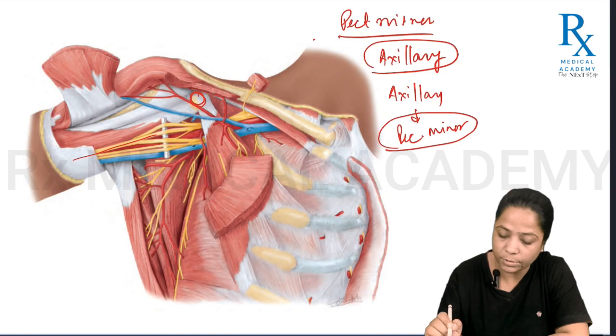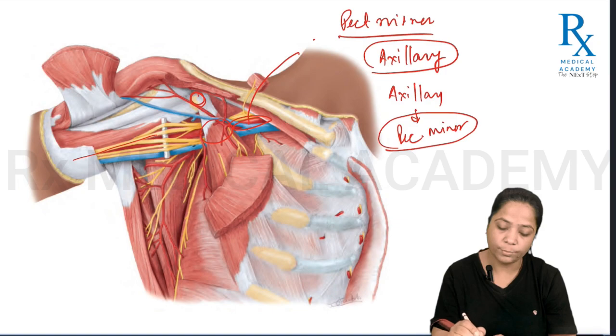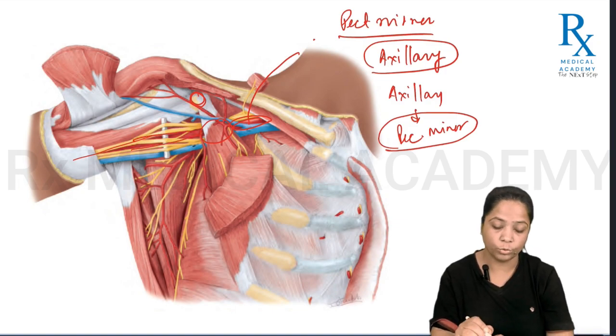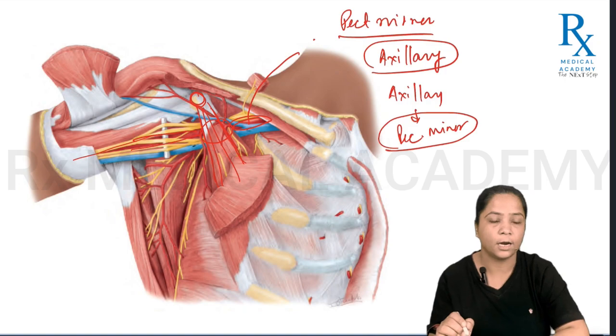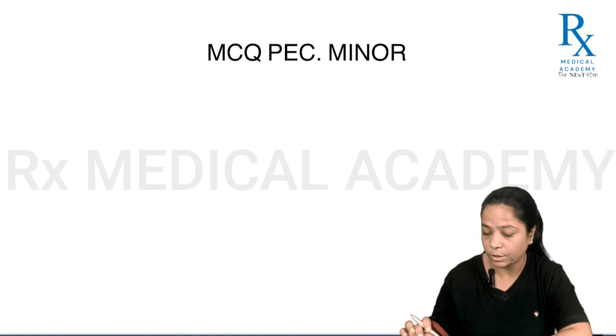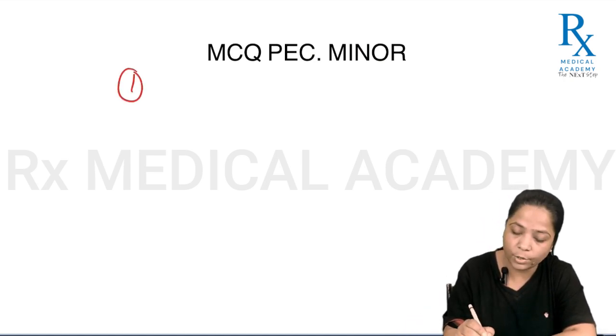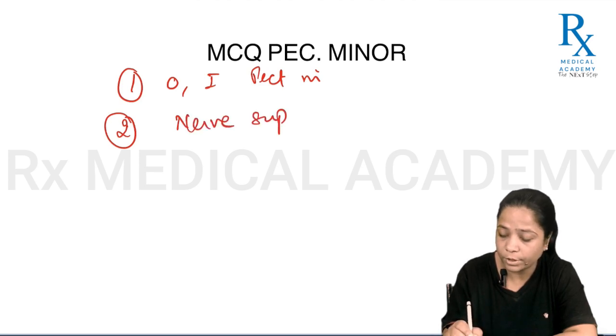So this pectoralis minor muscle divides the axillary artery into 3 parts: the proximal part, the part behind the muscle, and the distal part that is going distal to this muscle. So pectoralis minor muscle divides the axillary artery into 3 parts. These are some MCQs which are asked in relation to the pectoralis minor muscle. So one is about the origin, then insertion of the pectoralis minor muscle, and a question is asked about the nerve supply of pectoralis minor muscle.